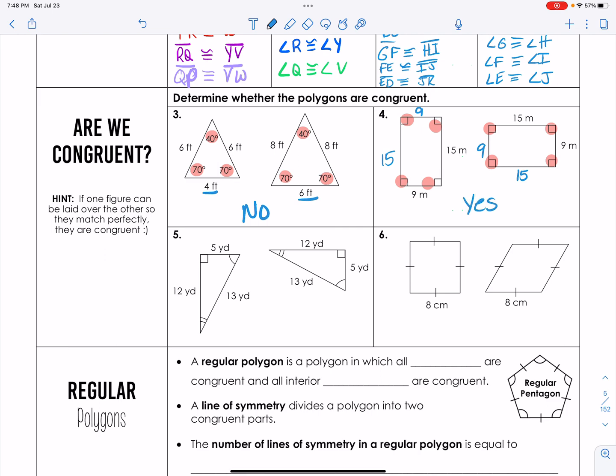On the next one, my angles are definitely equal because I have these are equal, and then the 90 is equal. And if I look at the sides, between the right and the 1 is 5, right and 1 is 5, the right and 2 is 12, the right and 2 is 12, and then the long side is 13, so this is definitely a yes. Okay, and the next one is a no because those angles are not equal.